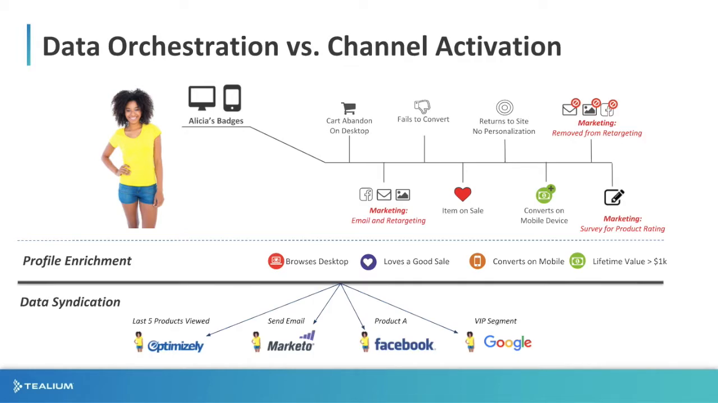And really only after we define who Alicia is to the business and enrich her visitor profile do we deal with the channel activation. The data orchestration is really allowing us to syndicate the data about Alicia across the board, right? So here we're syndicating this profile of Alicia and the enrichments we've done about her through these two experiences out across Optimizely, out across Marketo, out across Facebook, and out across Google.